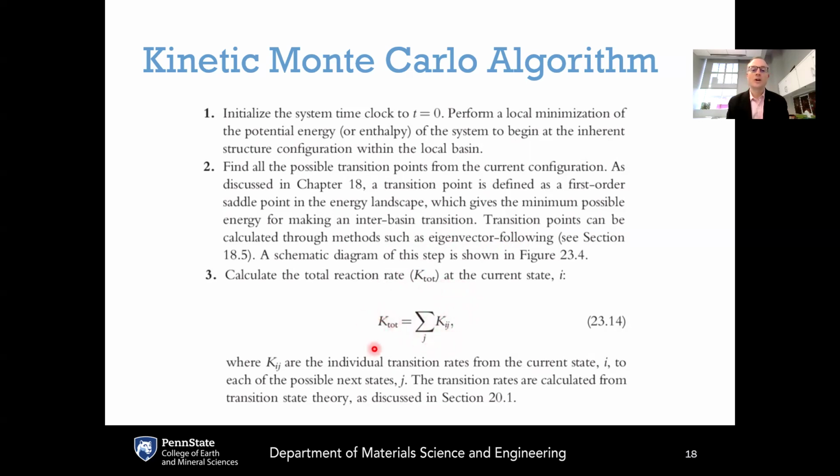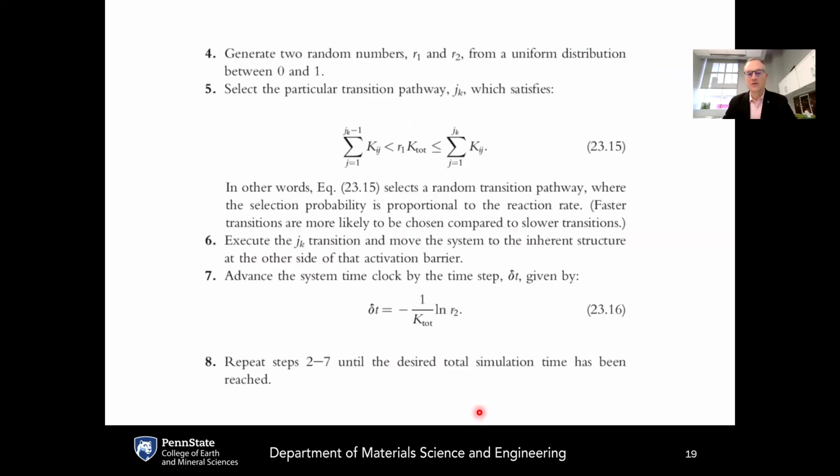So we've got a K total, which is the summation of the rates going from our starting configuration I to the possible barriers J. The Kij are the individual transition rates from the current state I to each of the possible next states J. These transition rates are calculated from transition state theory, as we did in the energy landscape chapter. Now, the next step is that we generate two random numbers, R1 and R2, from a uniform distribution between 0 and 1. We're going to randomly pick which transition pathway we're going to take using R1.